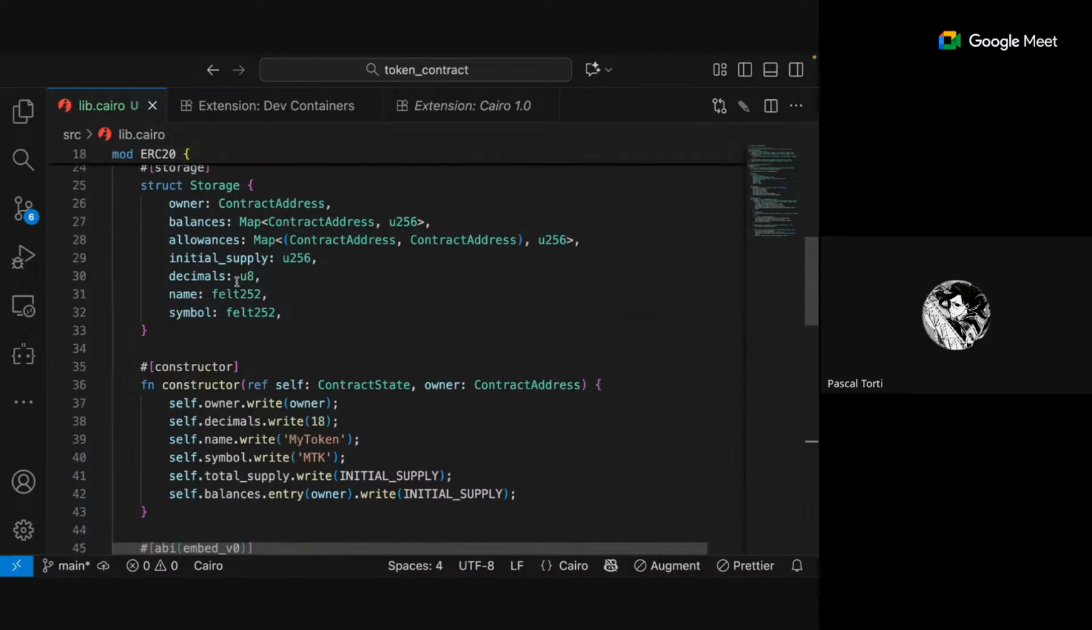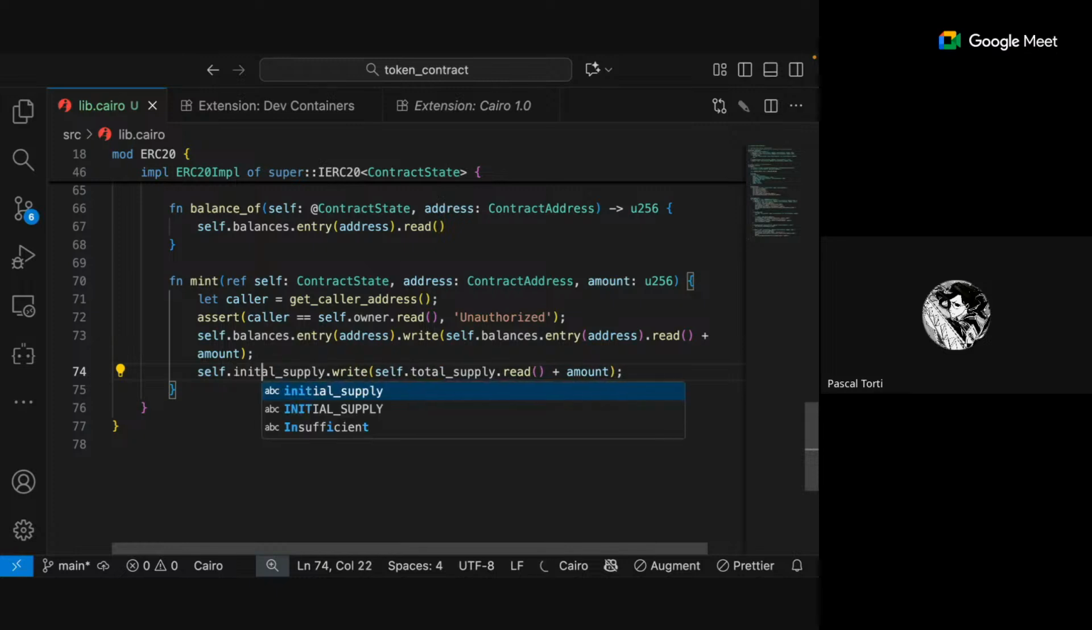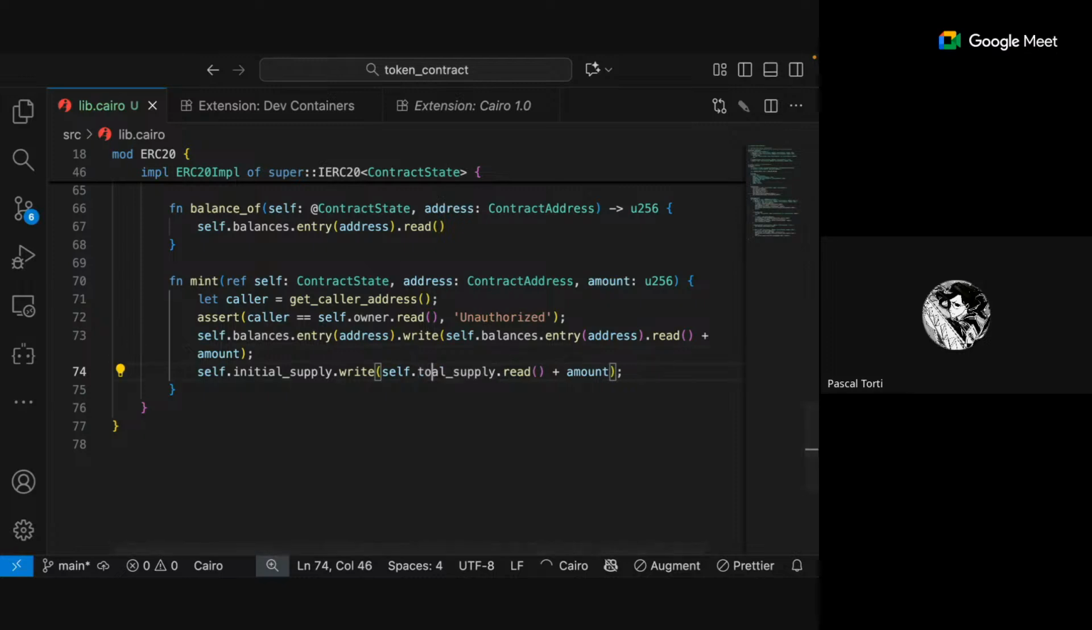In its initial supply now, so you have to change the initial supply. You have to increment it too. You increment it by writing to it. Well, before you write, you have to read the previous balance, then add the amount.